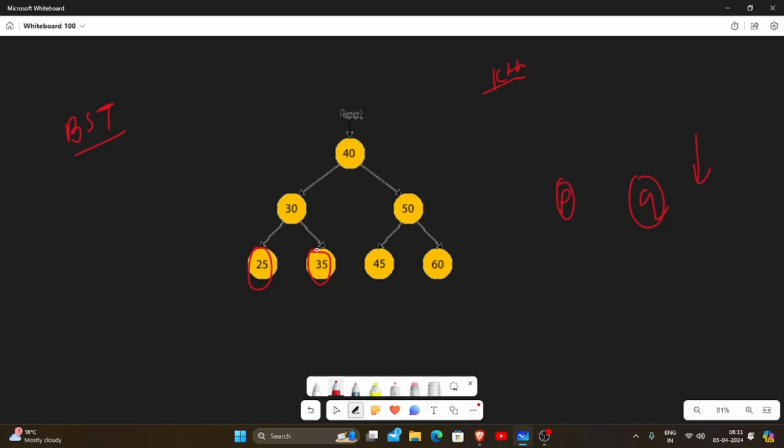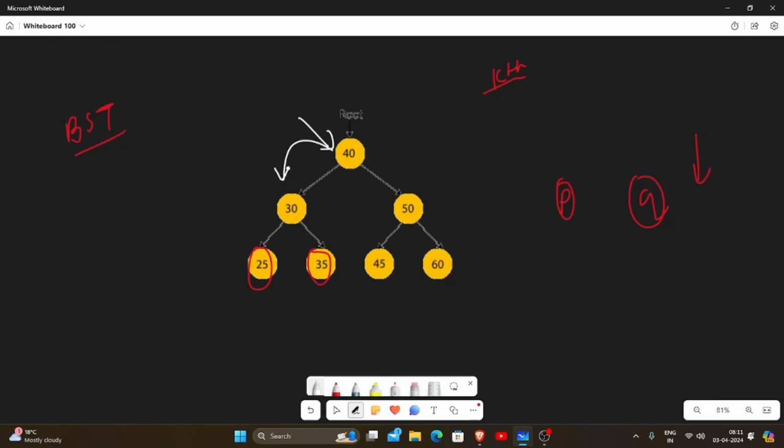So let's say I'm at root. Can I say that if both P and Q lie on the left subtree, then I can actually move left? Because we need to find the lowest common ancestor, the lowest one. So this is one of the cases.